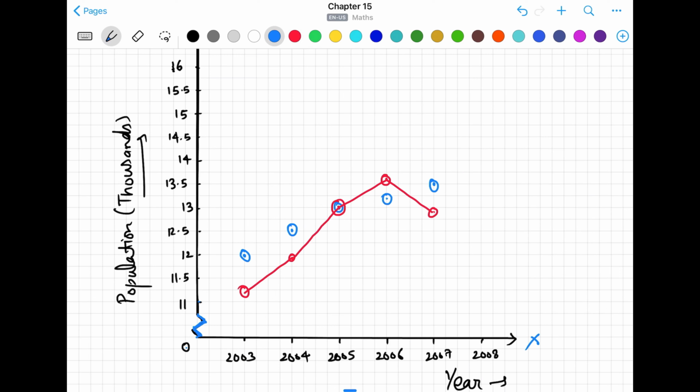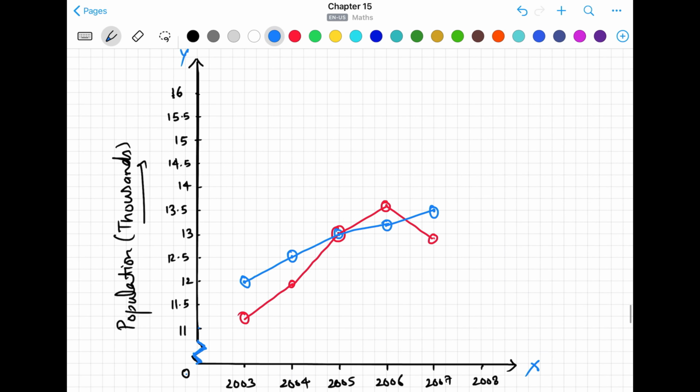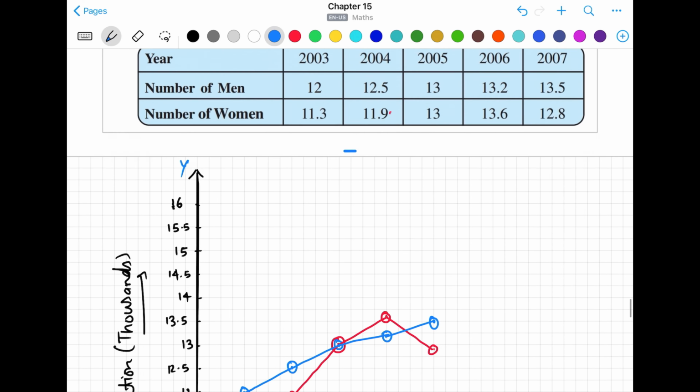Let's do it now for men with the blue color. So it is from first point to second, then second to third, then third to fourth, and fourth to fifth. Okay, now from this graph you can clearly see the population of men is continuously increasing, while the population of women first increases, then in the end it falls down to 12.8. Okay, so that's the solution for this question.